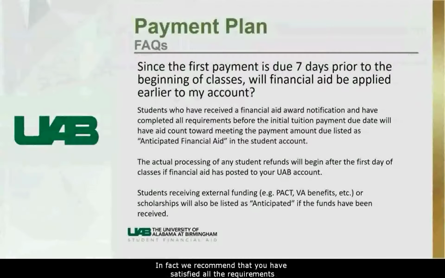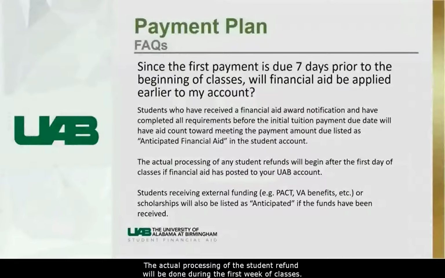In fact, we recommend that you have satisfied all the requirements and accepted your aid days before the first payment deadline so that you can see if there was anything missing that you may have overlooked. Because if you've satisfied all the requirements and you've accepted your aid, then you'll see it listed as anticipated financial aid in the student account, and you will see it factored into what is owed at the first payment deadline or at each subsequent payment deadline if you're taking advantage of the Blazer Flex plan.